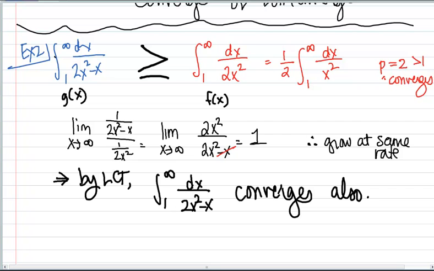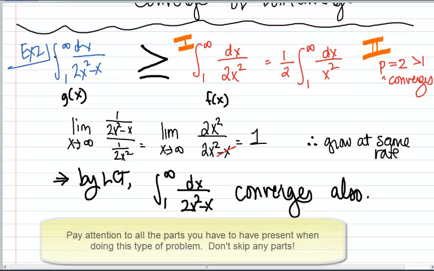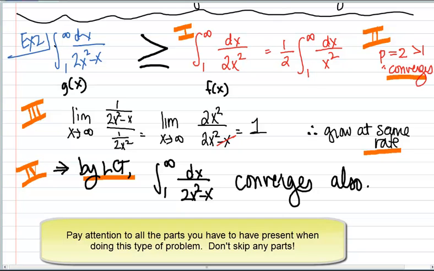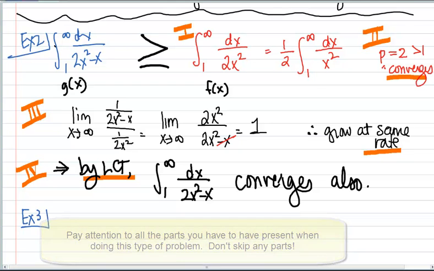So notice the several things that we have to write out here. We do need to make sure, as our first step, we identify what we want to compare it to. We make a conclusion about the one we're comparing it to, so we say that it converges. The third thing is to actually show that they grow at the same rate. And then the very last and fourth thing is to say by the LCT it converges also. So you do have to say all 4 of these parts in order to complete the problem.